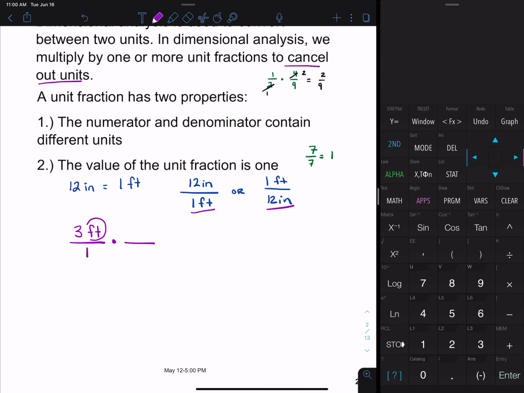So since feet is up top here, I need feet down in the denominator in the bottom here. So that's telling me that I'm going to choose this unit fraction that has the 1 foot in the denominator and the 12 inches up in the numerator. When I do that multiplication, the feet are going to cancel out. And when I multiply straight across, I'll end up with 36 over 1, which I know is the same thing as just 36. And the only units left are inches, so I have inches in my final answer.